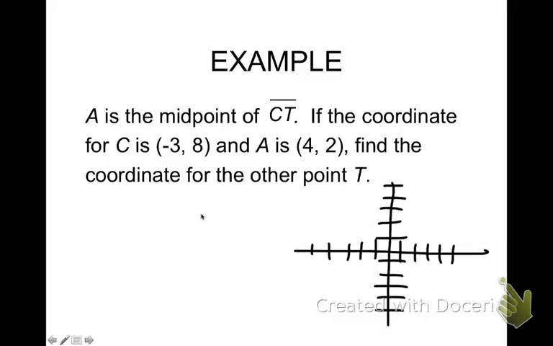All right, so they're telling us that A is the midpoint of line segment CT. If the coordinate for C is -3, 8, oops, I didn't do enough. So -3, 8, that means I need to go up more lines. So 5, 6, 7, 8, there we go. -3, 8, so over to the left 3, sorry, and then up 8. Puts my C way up there.